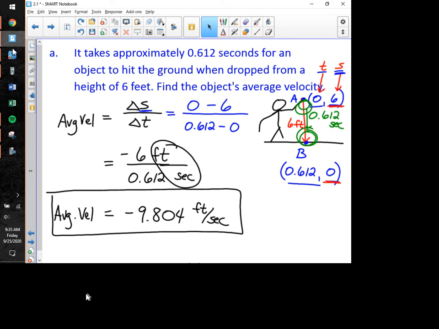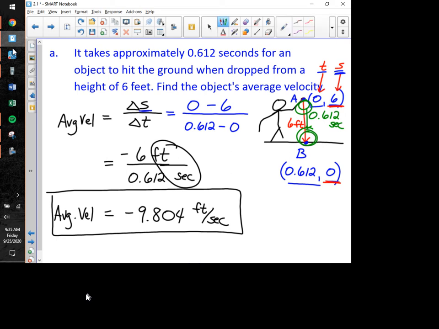Its position is getting lower. It's dropping from a height of 6 feet down to a height of 0 feet. It's losing height, and so therefore our velocity is negative, indicating that position is decreasing.